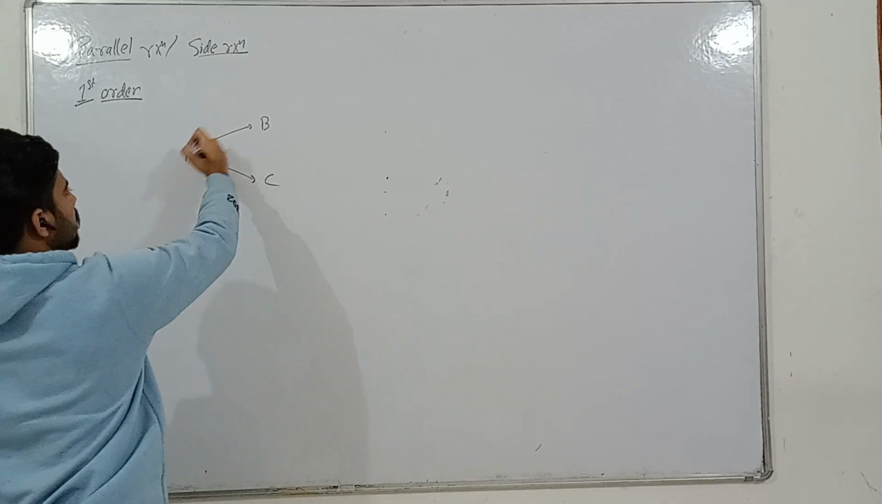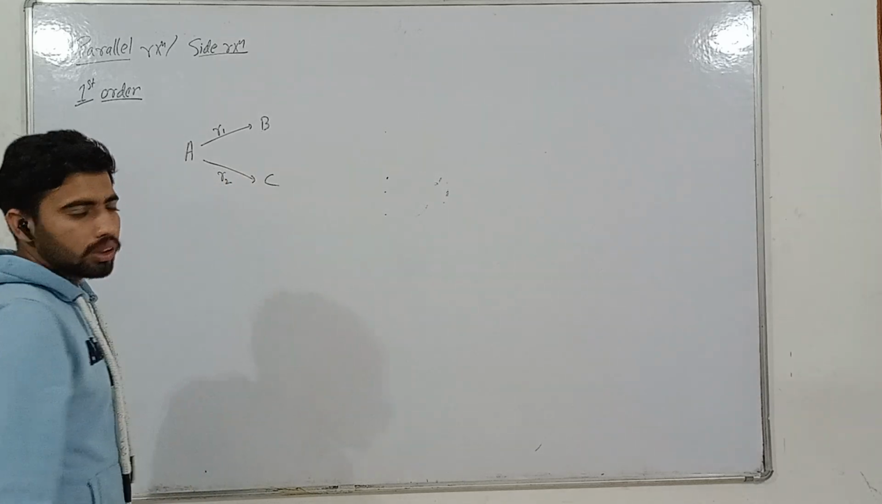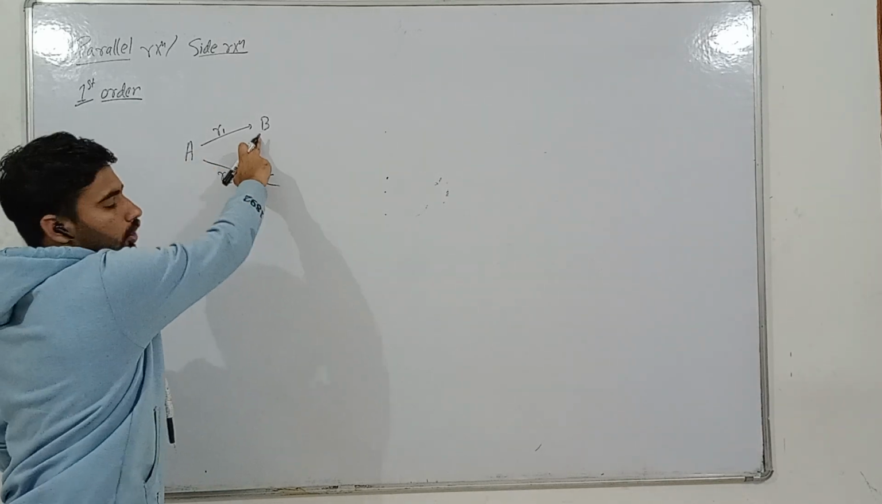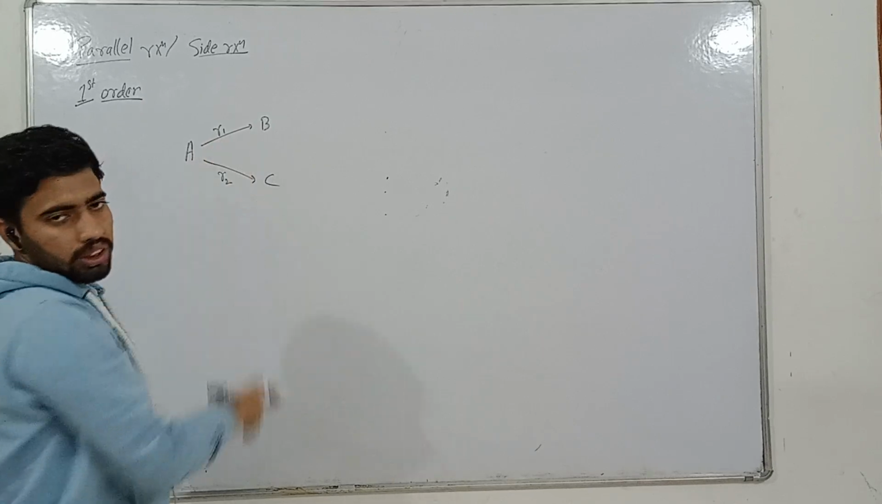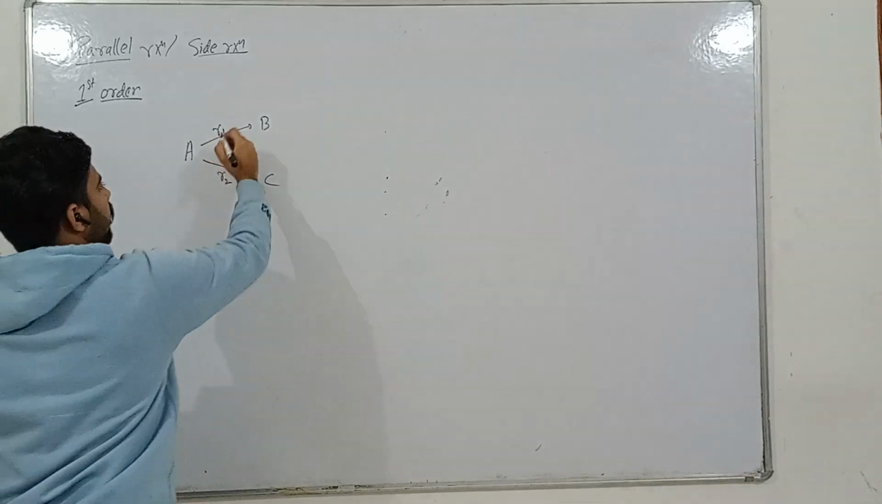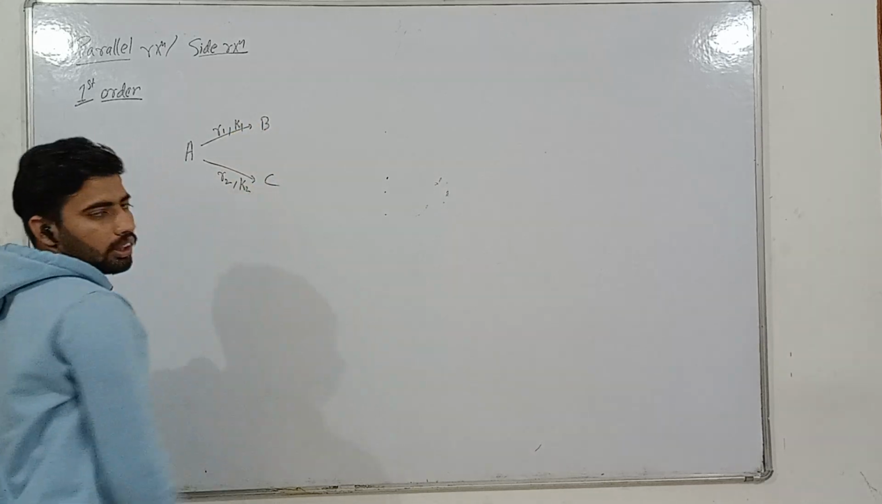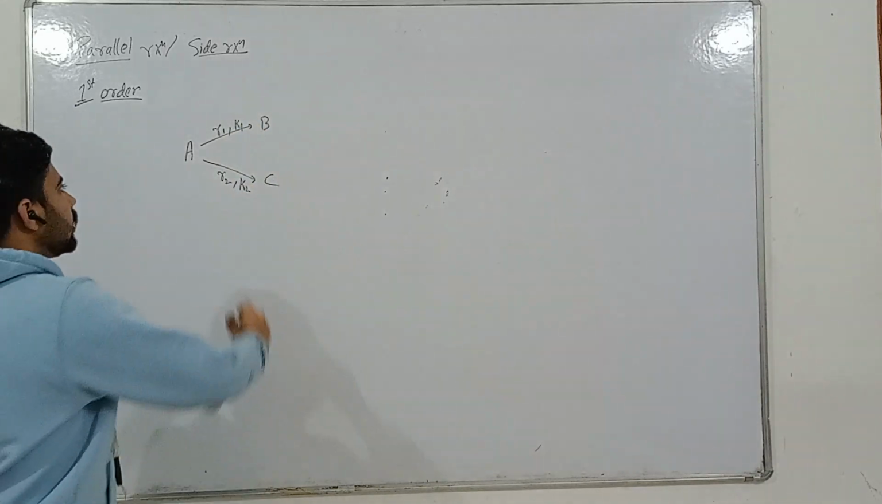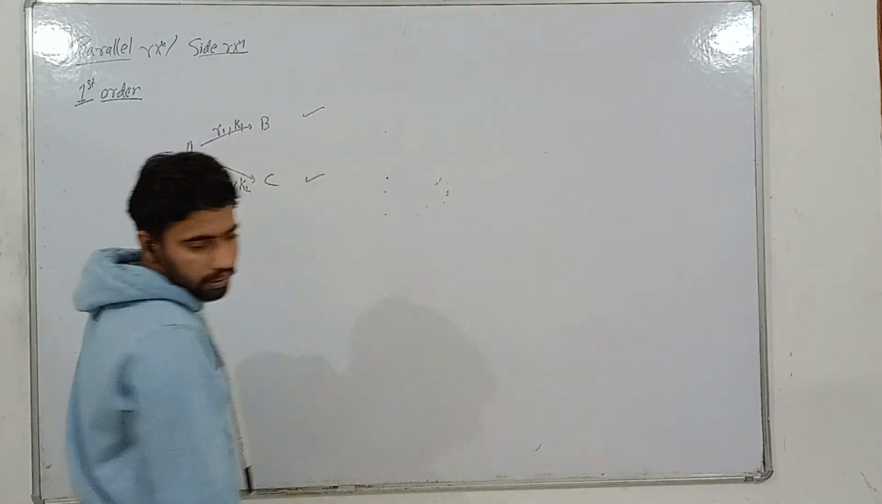For example, this is the rate R1 and this is the rate R2. A converts into B, that is the rate R1. A converts into C, that is the rate R2. The rate coefficient is K1 and the rate coefficient is K2. We know that this is a first order parallel reaction. This is a first order reaction, and this is also a first order reaction.